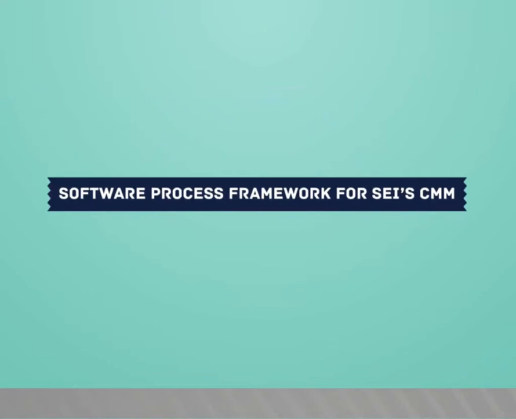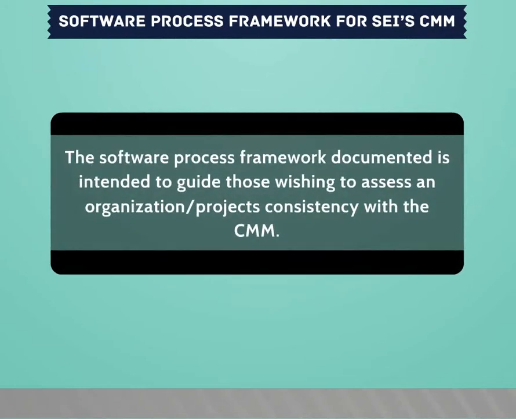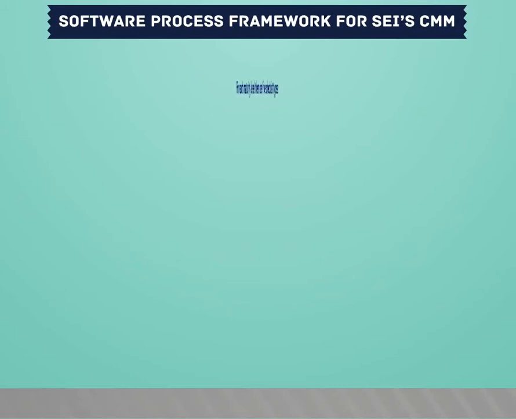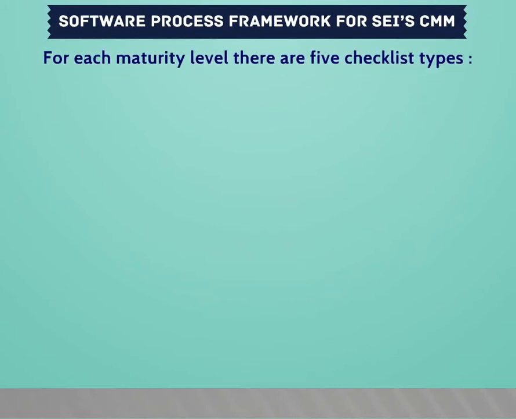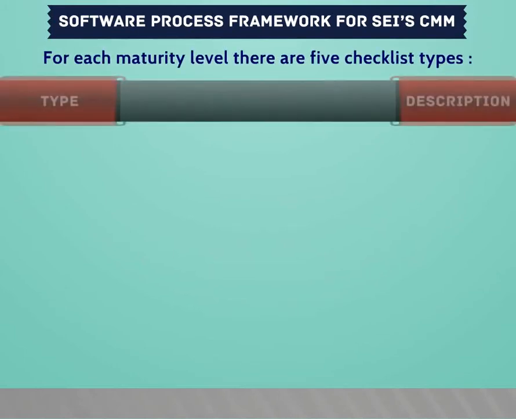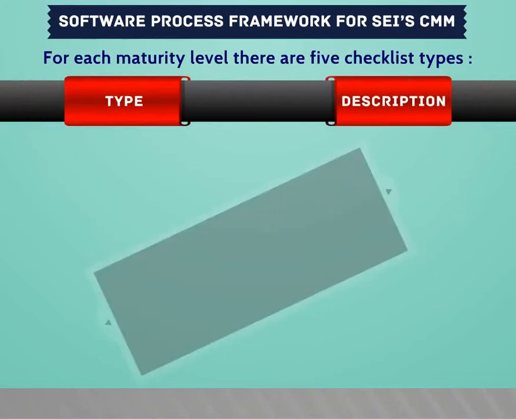Software Process Framework for SEI's CMM. The Software Process Framework documented is intended to guide those wishing to assess an organization or project's consistency with the CMM. For each maturity level, there are 5 checklist types. Type, description.